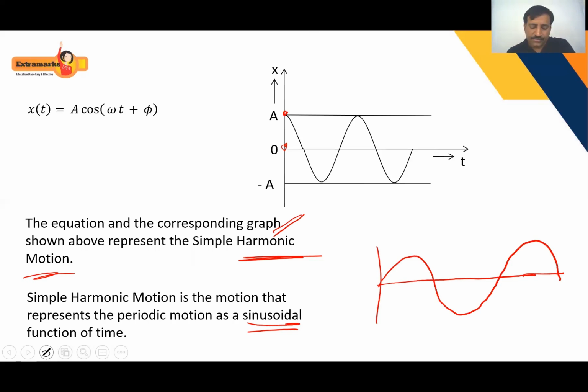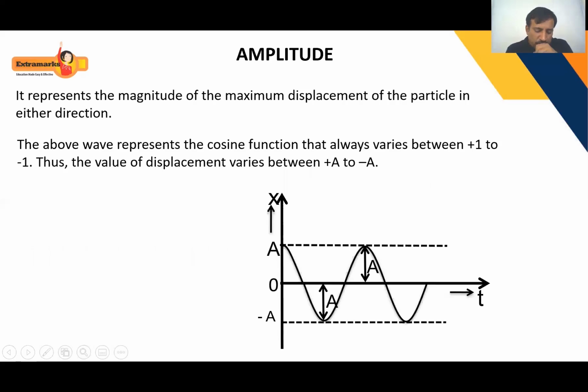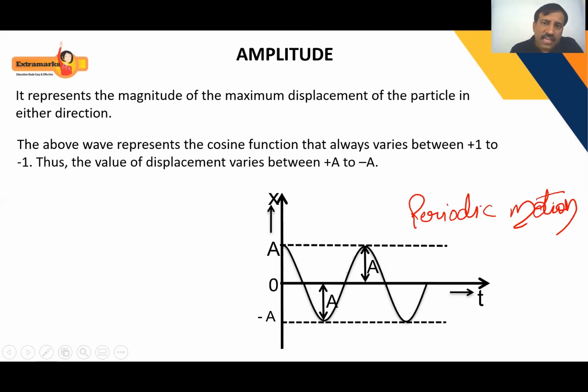Understood, ma'am? Okay. Now coming to the amplitude. Whenever we are talking about periodic motion, it is mandatory that the amplitude must be constant if it is oscillatory. So amplitude must be constant.